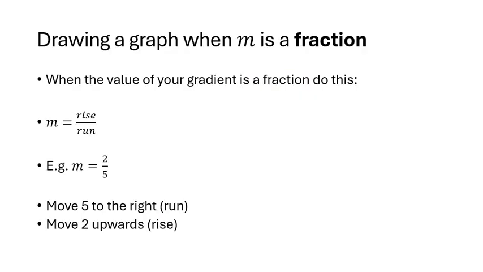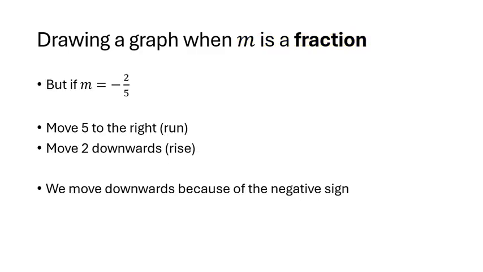Now, what happens when your gradient is a fraction? This is what you're going to do. Just remember, gradient is rise over run. So if it's a fraction like that, read it exactly how it is. This is your rise, that's your run. You move 5 to the right because that's your run, and then move upwards by 2 because that is your rise. If your gradient was negative, then instead of going upwards, you go downwards, but it's the same concept.